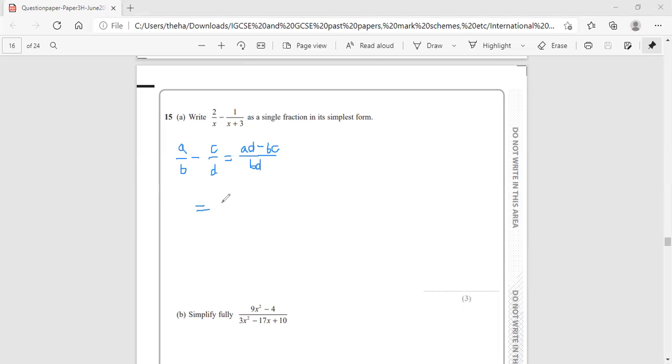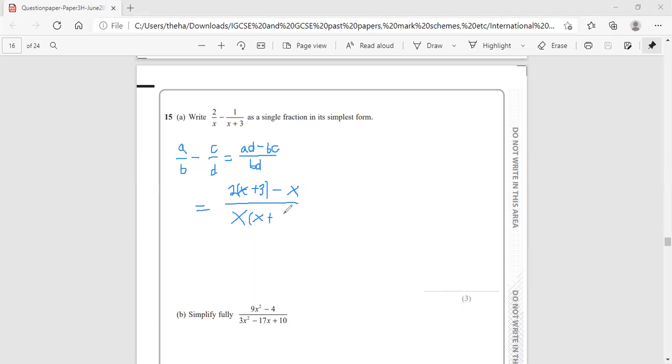On the top, we're going to have ad, which is a times d. So we're going to have 2 times x plus 3. Sorry about that, x is a bit dodgy. Terrible x, actually. Let's just fix it. Okay, x plus 3, and then we've got minus bc, which is x times 1, which is just x. That's all over bd, which is x times x plus 3.